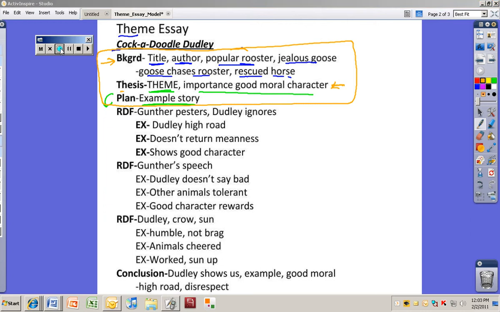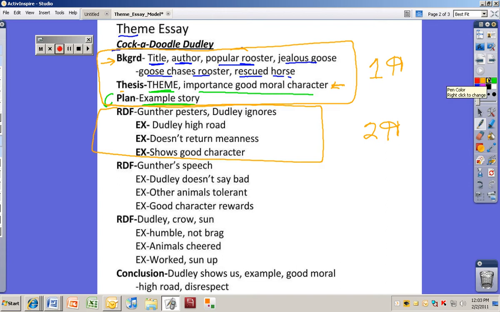All right, let's move on. And now I go to my first RDF. This is all part of my what? What is this right here that I'm going to next? My second paragraph. Good. I'm going to draw a little box around this. That's my second paragraph. In fact, let's put over here 1 paragraph, 2 paragraph. Okay. And my RDF is what color? Yellow. Yellow, good. What does RDF stand for? Reason, details, facts. Good. Reason, details, facts.